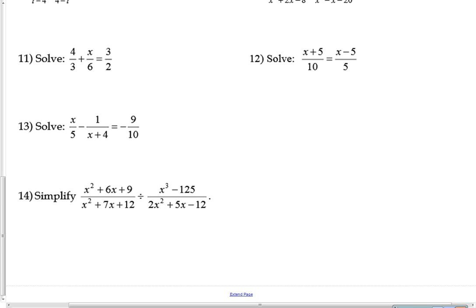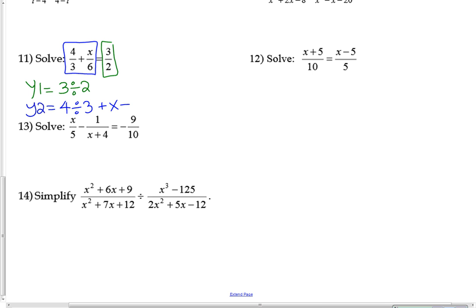All right, numbers 11, 12, and 13 are all problems where I'm supposed to solve. So we'd like to solve these graphically. The way I did that is I put in y1 in my calculator 3 divided by 2. In y2 in my calculator, I usually put the left side. Doesn't really matter so much for equations, but it did when we did inequalities. If I'm going to type this into my calculator, I want to type it as 4 divided by 3 plus x divided by 6. I don't technically need parentheses for this one because everything was one term, but some of you might put parentheses around them. That would be okay as well.